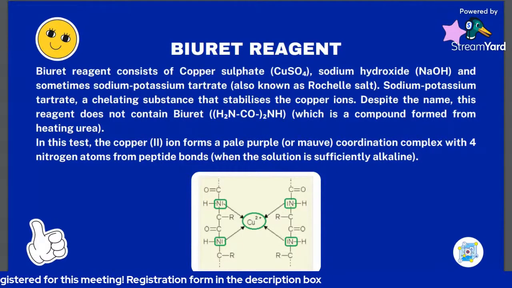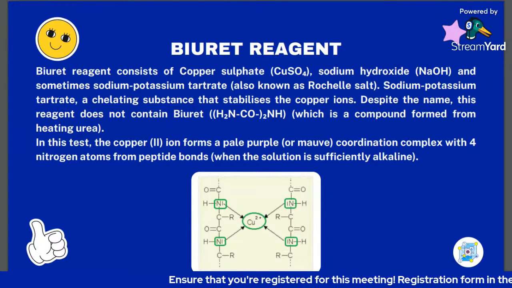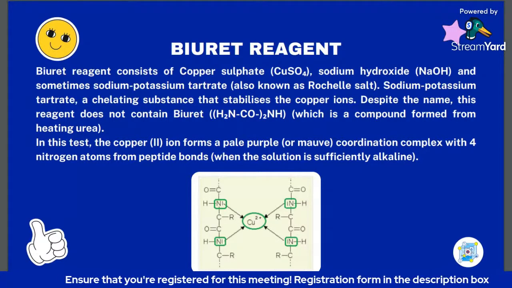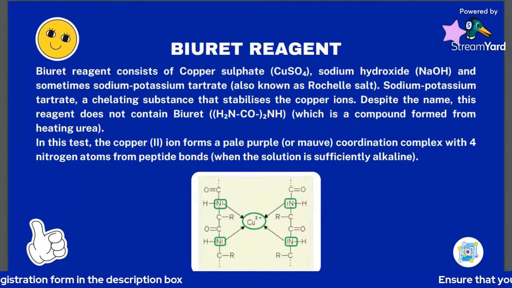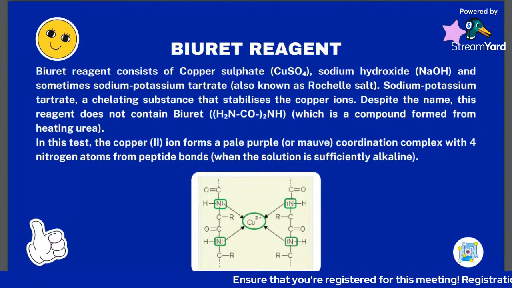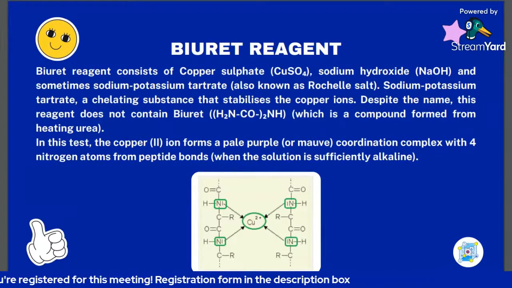So you're just adding a chelating substance to basically stabilize the copper ions, and then you are adding sodium hydroxide to make sure that the environment is alkaline. So you can see in the diagram where the copper 2+ ion from the copper sulfate is forming a coordination complex with the 4 nitrogen atoms.